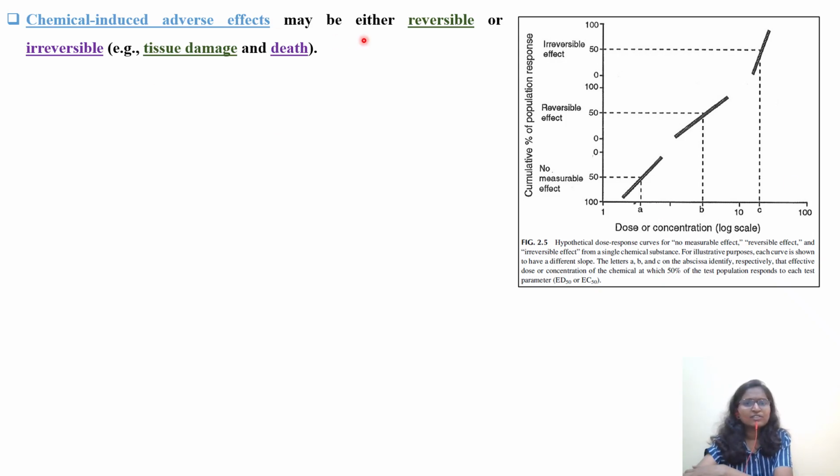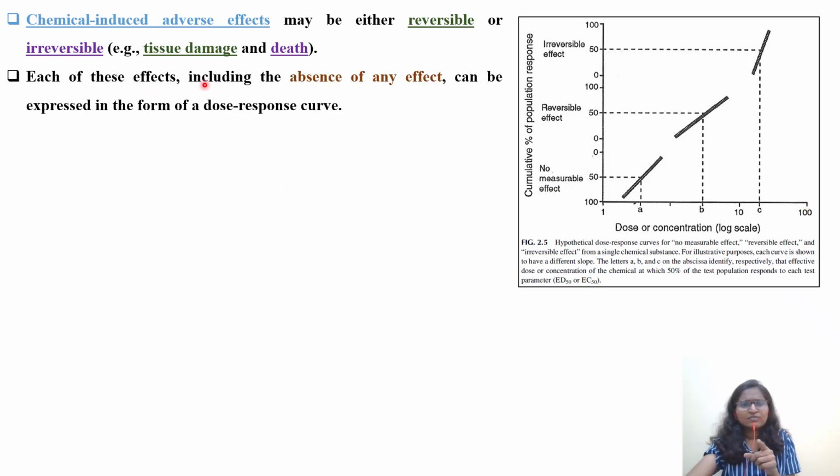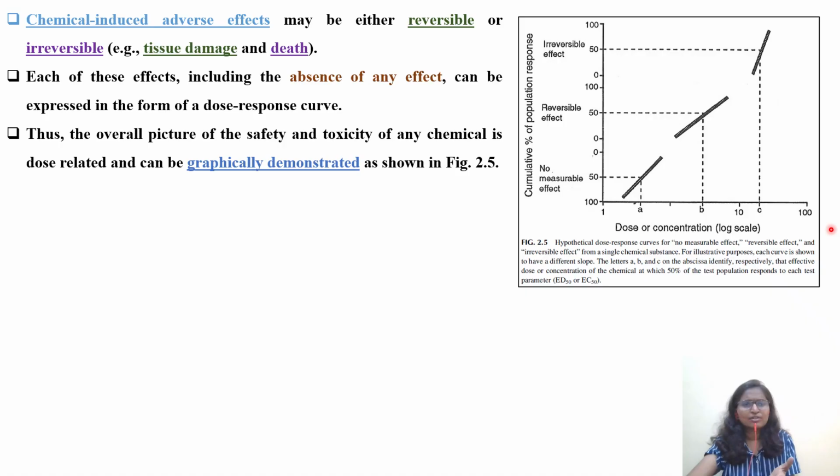Chemical induced adverse effects may be either reversible or irreversible. Let us understand the term irreversible tissue damage, irreversible death. Okay, this is another dose response curve. You can go back and read in detail, pause the video and go through. Each of these effects, including absence of any effect, can be expressed in the form of a dose response curve. Once you have the data, you can get it in the form of a graph.